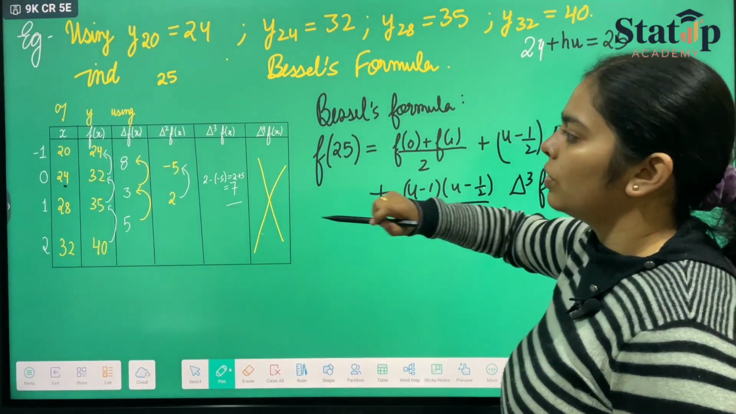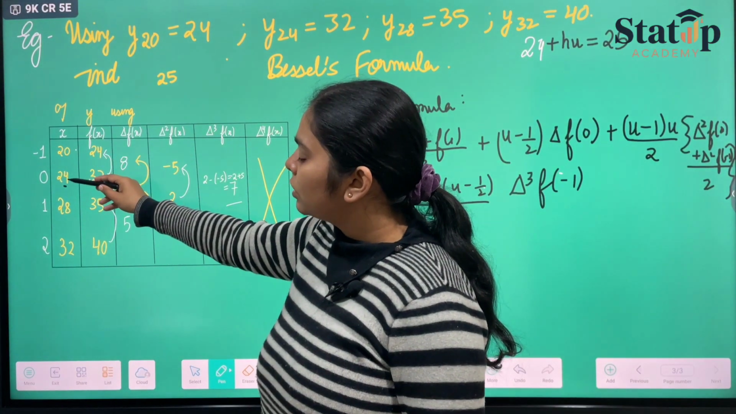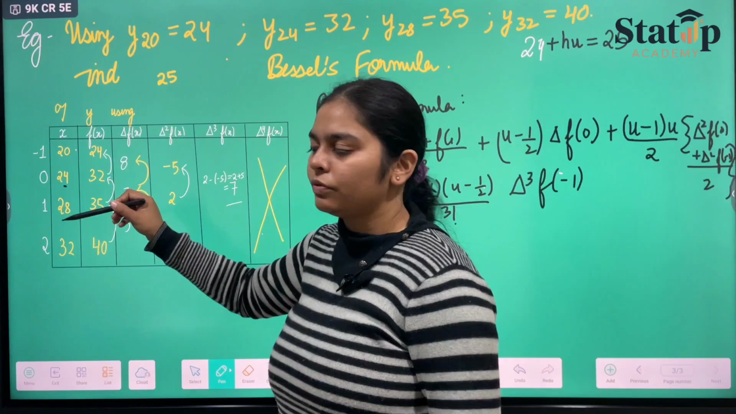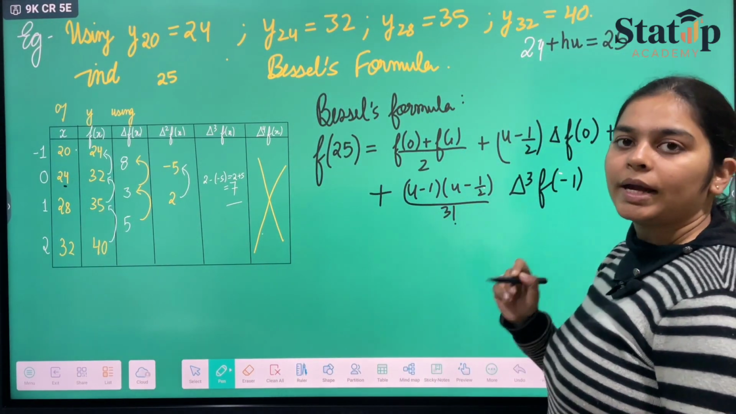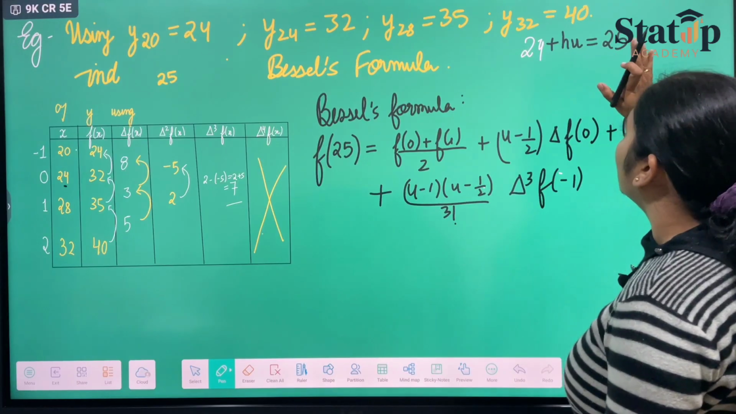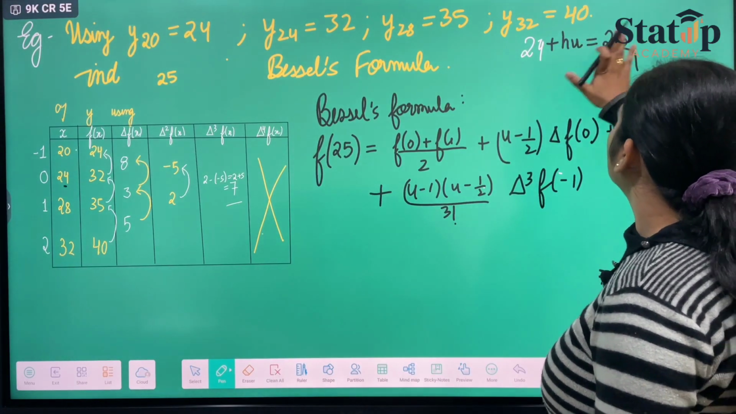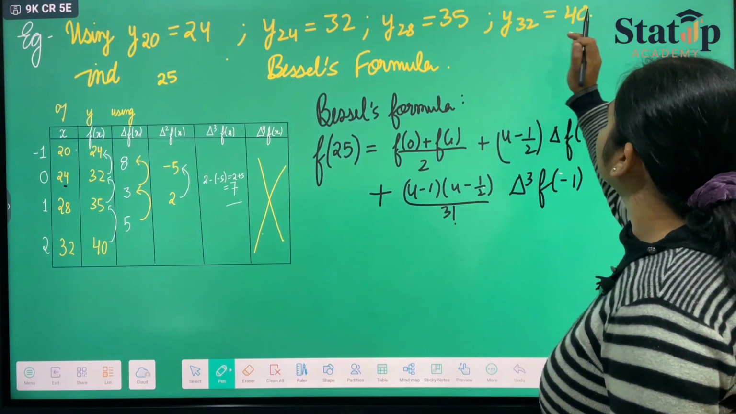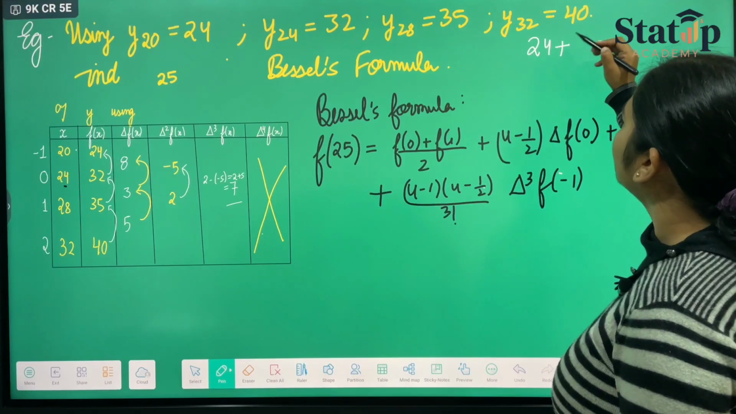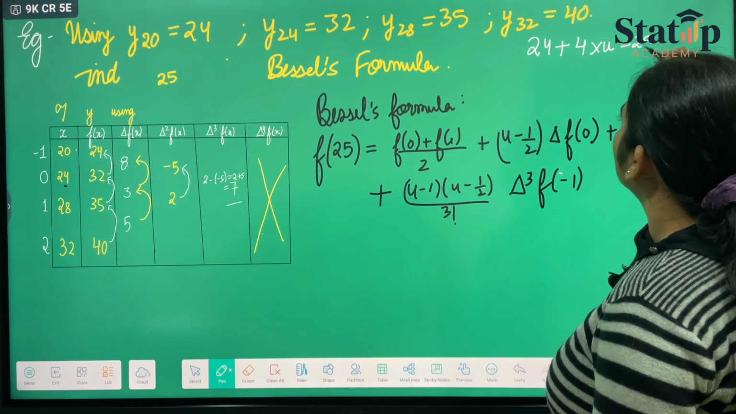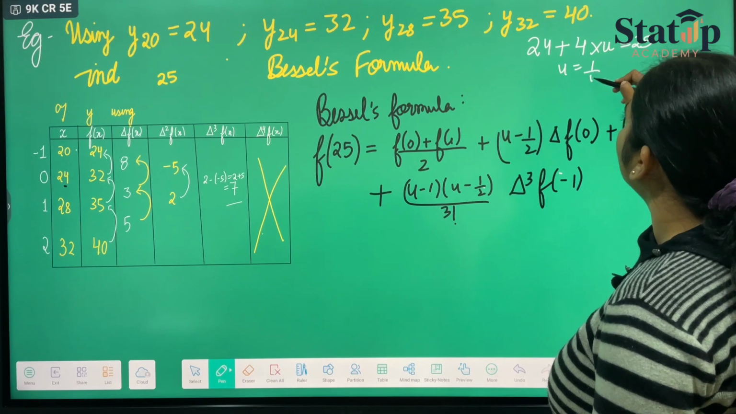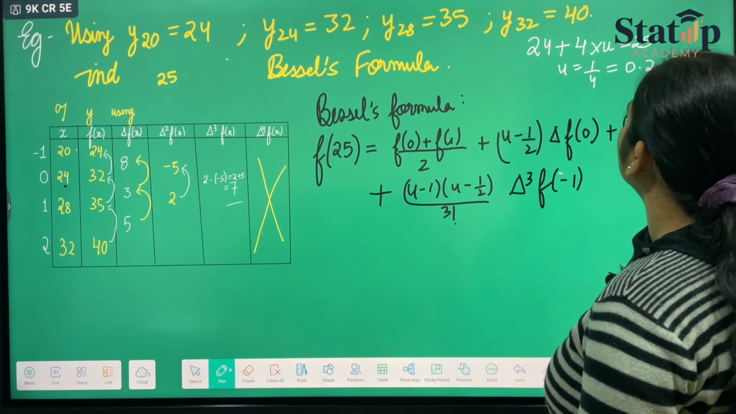H is the width. You can see the width of x. All the widths are equal, which is 4. 20 plus 4 is 24. 24 plus 4 is 28. 28 plus 4 is 32. So instead of h also, we can write 4. 24 plus 4 into u is equal to 25. So u is nothing but 1 upon 4, which is nothing but 0.25.